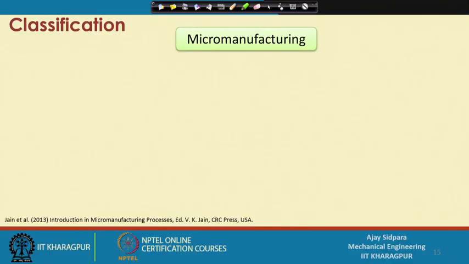Now, there are many researchers who have classified these processes in terms of different aspects. So, we will go through 2 or 3 different classifications, so that you can have a clear idea about the processes which are used presently and how other processes are different from the present processes which we are going to discuss. So, this is micro manufacturing.